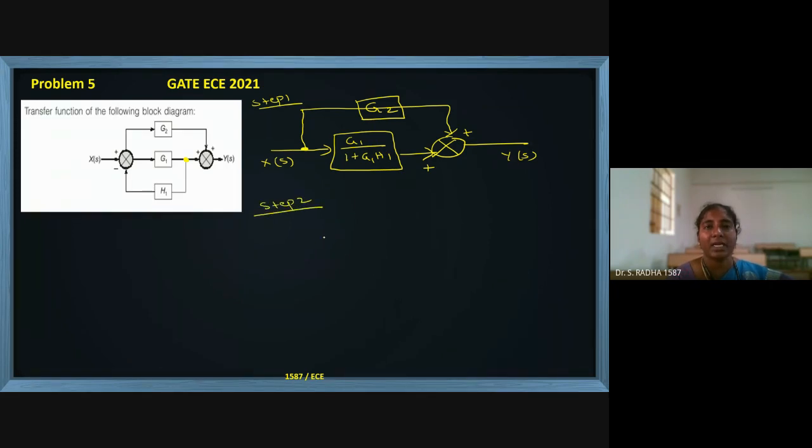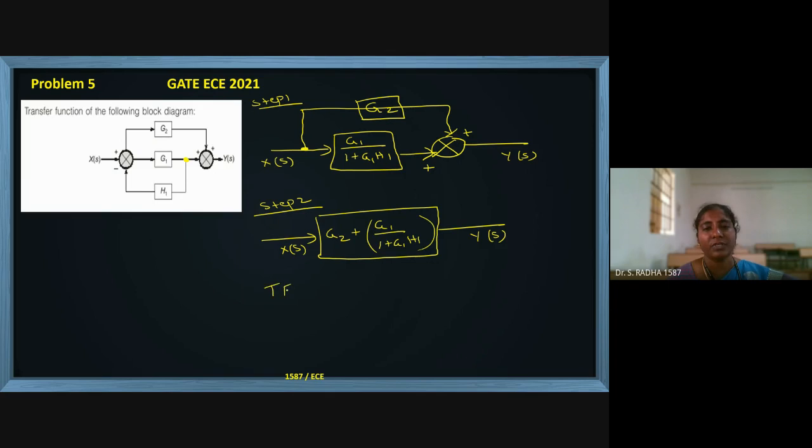If they are parallel, we have to add them. So G2 plus G1 by 1 plus G1 H1. This is the single block. Both are in the forward direction, hence we are calling them parallel. Why are we calling the other feedback? It is in the backward direction. This one is in the forward direction. So we have just added them.